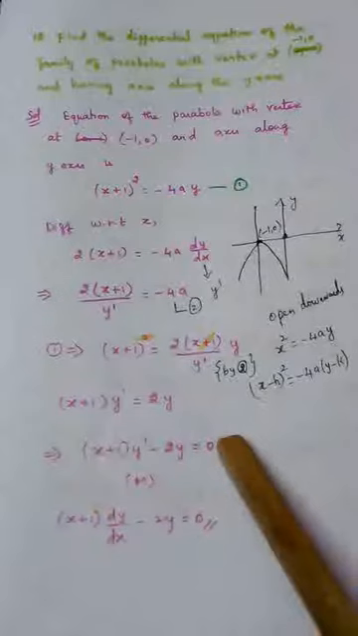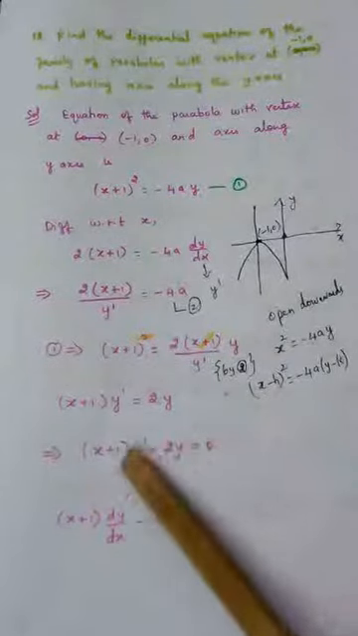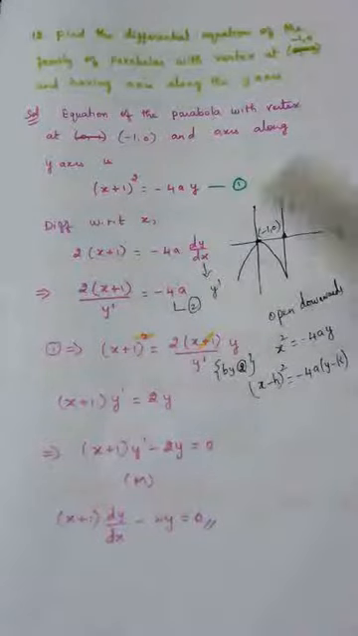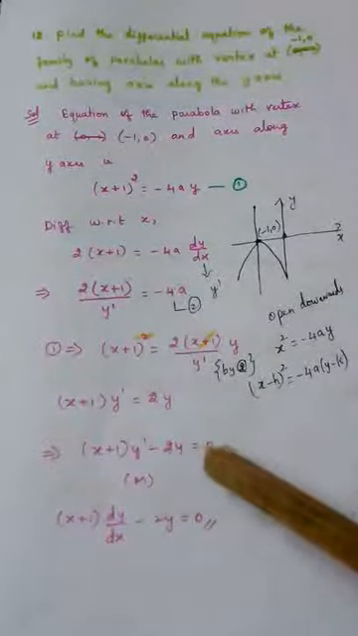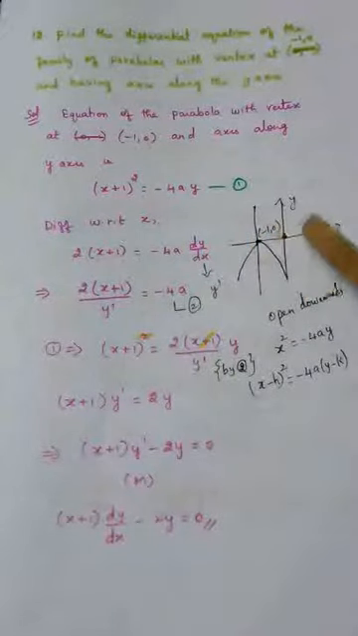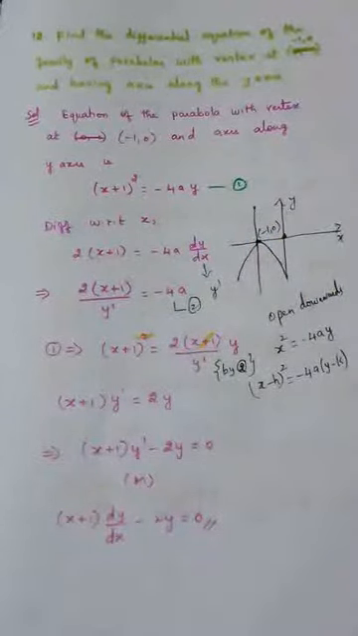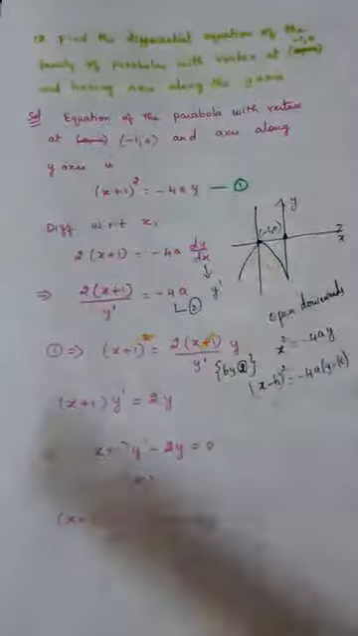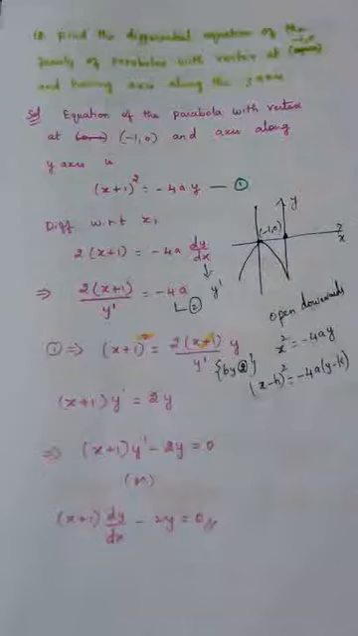This is the differential equation. Or even y dash can be written as dy by dx. This and this both represent what? The differential equation of the family of parabolas with the vertex at (-1, 0). So writing this equation is the most important thing. The other things are all differentiation. We'll go for the next sum.